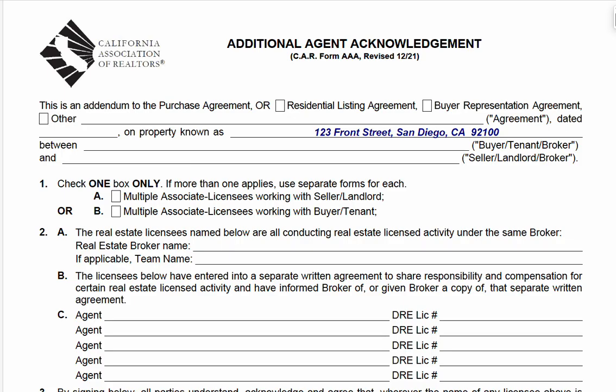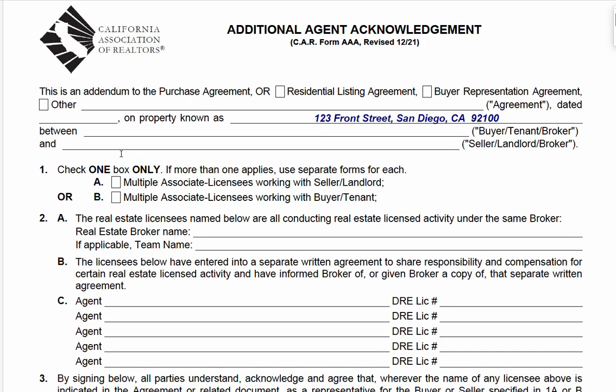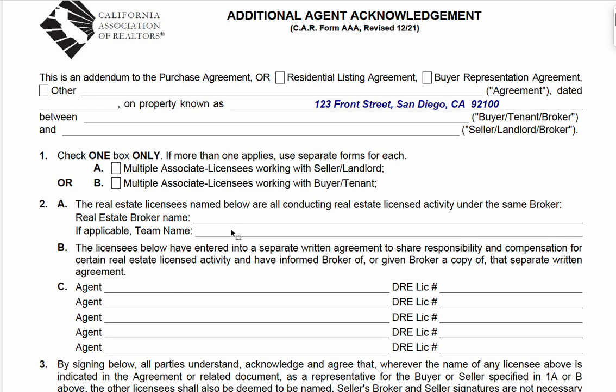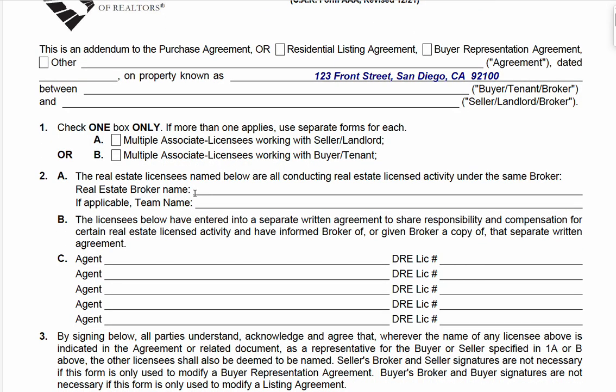Now let me jump over to the additional agent acknowledgement real quick. As you saw, if those two lines don't fit all the agents that are going to be in the transaction, you can use this form. Or if you are adding an agent, maybe a co-buyer's agent, to an escrow that's already underway and it wasn't written in the purchase agreement, you can use this form to add another agent in the same office.